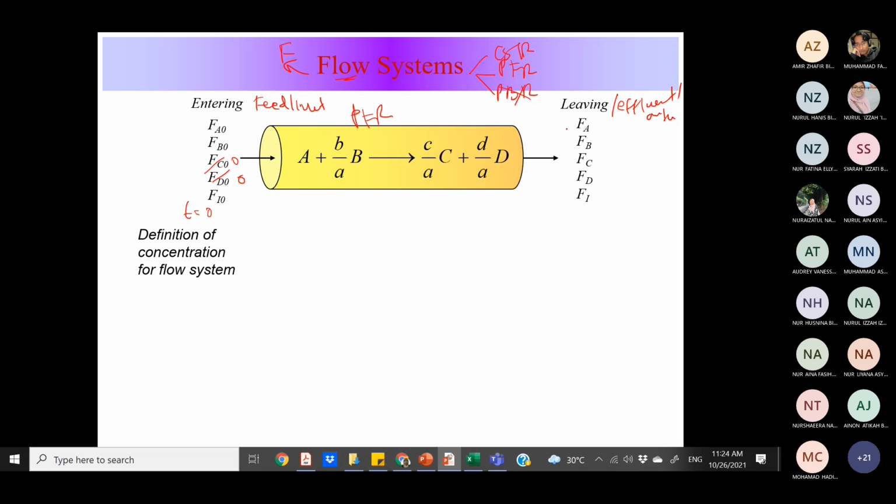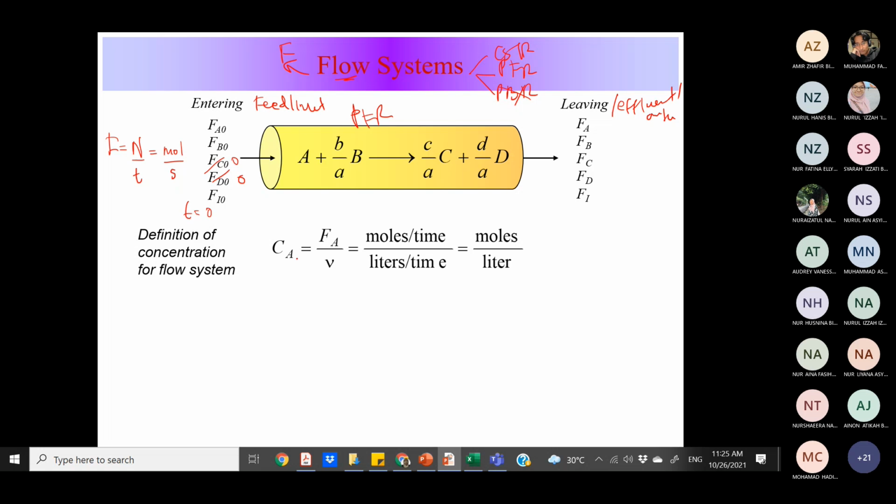Okay, so remember what is F? F is defined as N over T. Alright, dia akan ada unit of mole over second. Mole over time lah. Itu boleh jadi hour, minute ke, tapi basically dia adalah number of mole over time. Okay.